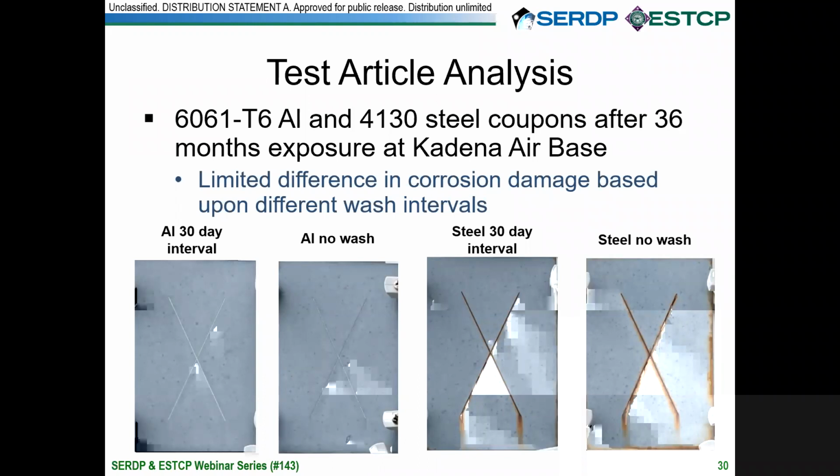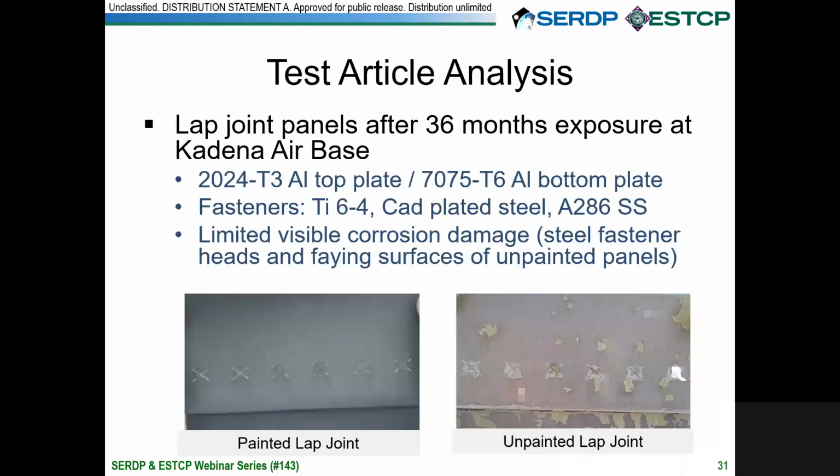And then there on the right, you can see the 30-day interval and the no interval for the steel panels. Really, again, not much difference there. In this case, it looks like washing might actually be a little bit better for the steel, especially around the edges of the no wash. You can really see a lot of bubbling and probably exfoliation there for the steel.